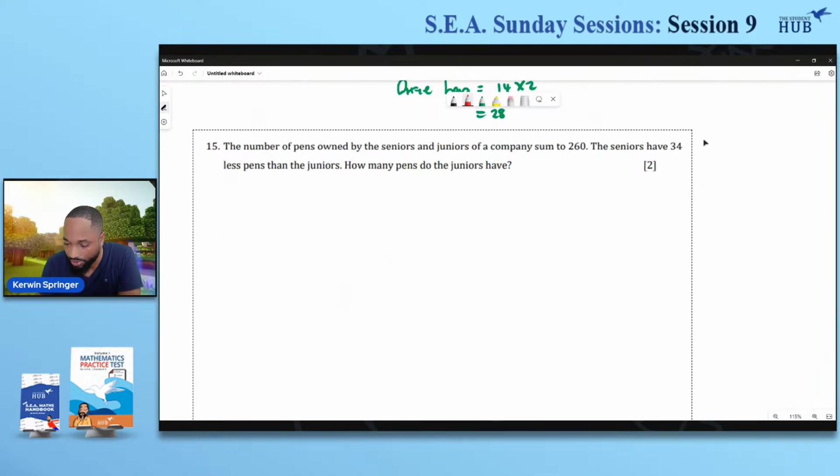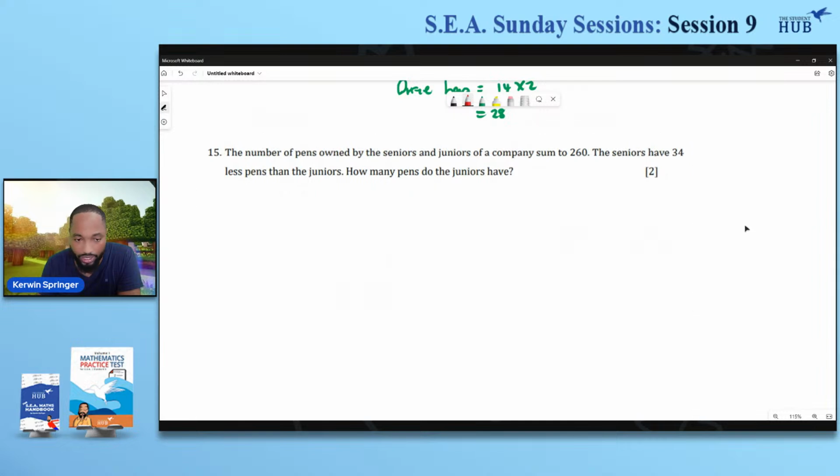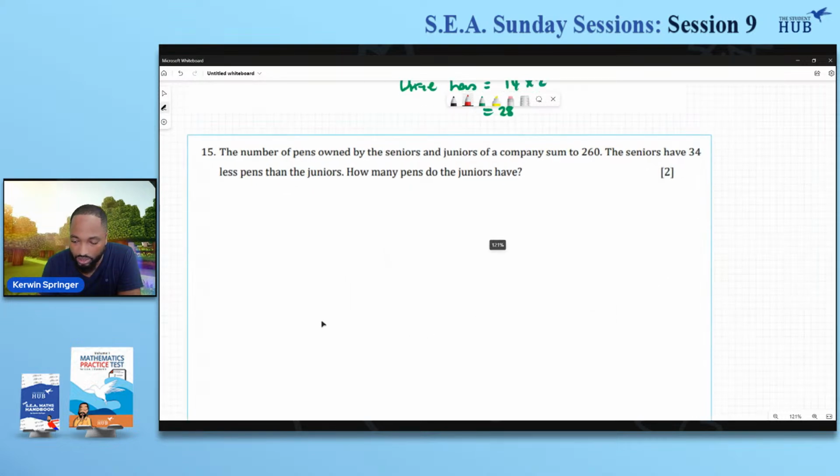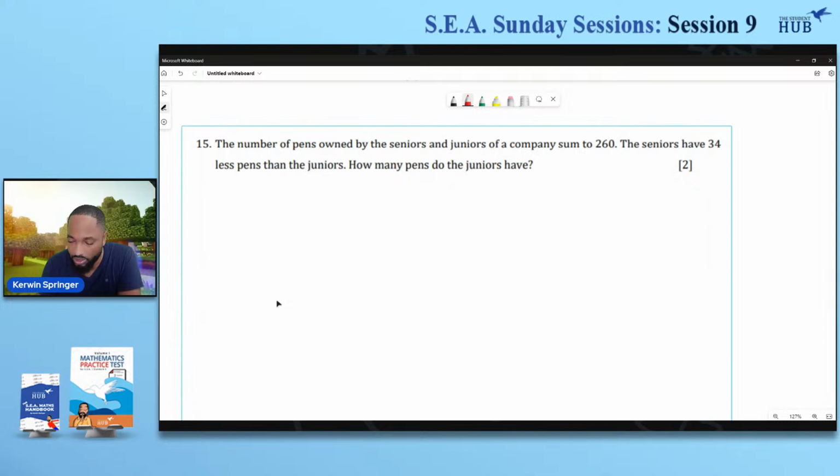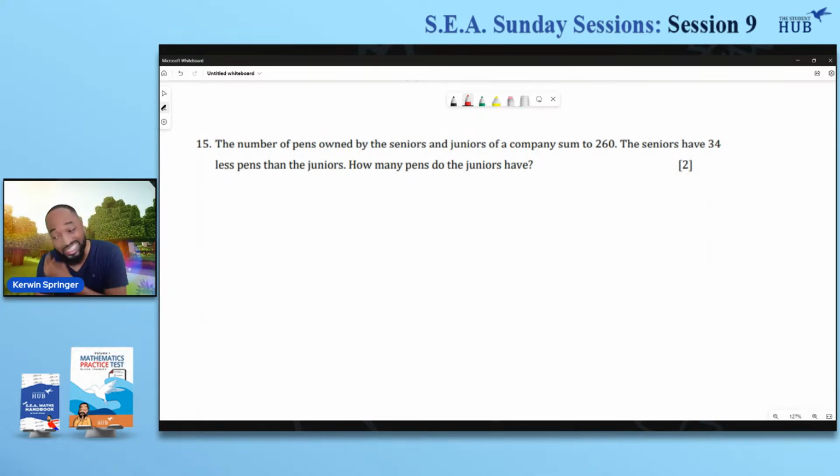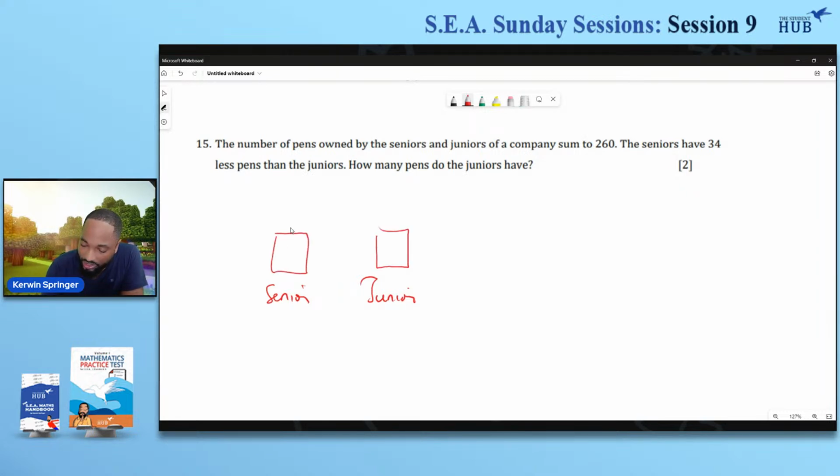I understand it. The number of pens owned by seniors and juniors of a company was 260 pens. The seniors have 34 pens less than the juniors. Now, as I said, you can do this question in reverse. You can put the juniors, and then you can put the seniors, and then you can say remove 34, and then you can add the excess.